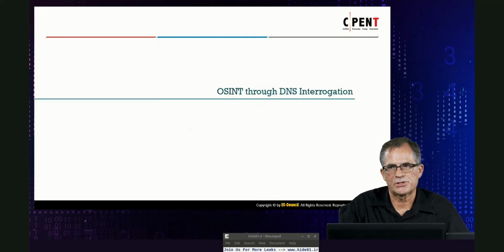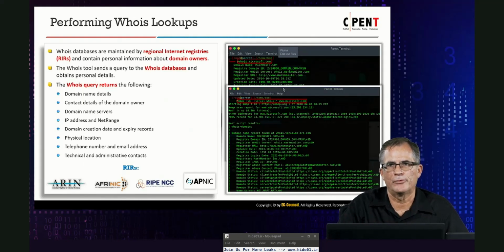What about OSINT, open source intelligence, through DNS interrogation? Well, we've got the WHOIS database, right, by the registries, the registrars, the domain names, right, the queries, domain name details, contact details, domain name servers, IP addresses, right? All these are different things we can do when we're doing these types of things. And then we've got registrars, which will cover the information WHOIS is looking at.